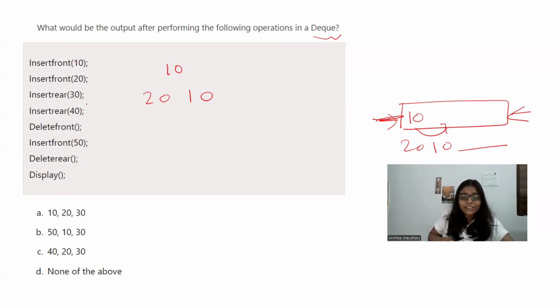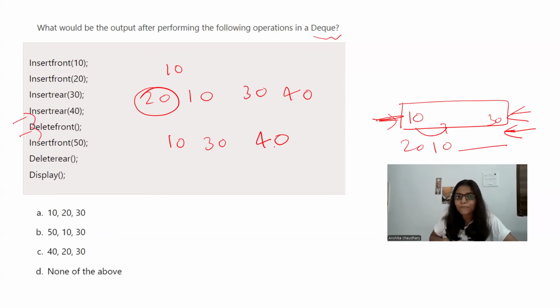Now insert rear 30. So from the rear end, you have to insert 30. So when you insert 30, it is inserted from here, from the rear side. So it will come here in the next step, right? Now insert rear 40, that means 40 will be inserted from the rear end, so it will come here. Now delete front. So the front will be deleted, and our queue will be like this.